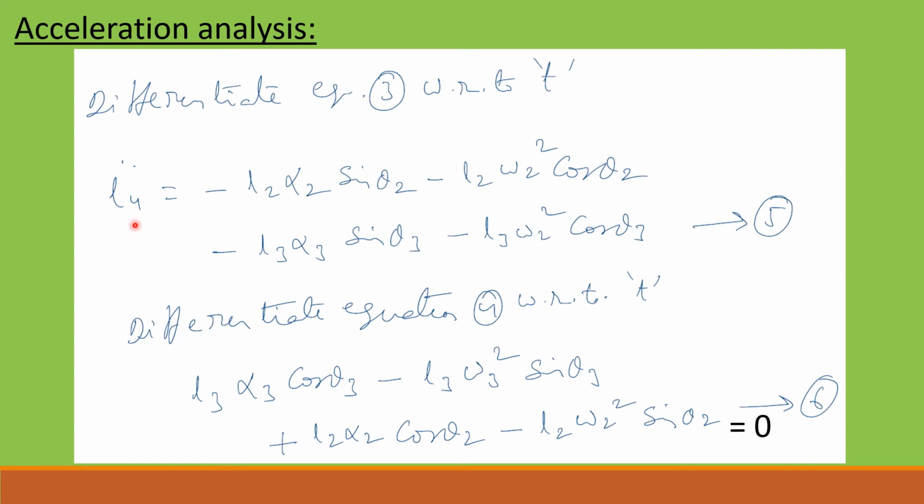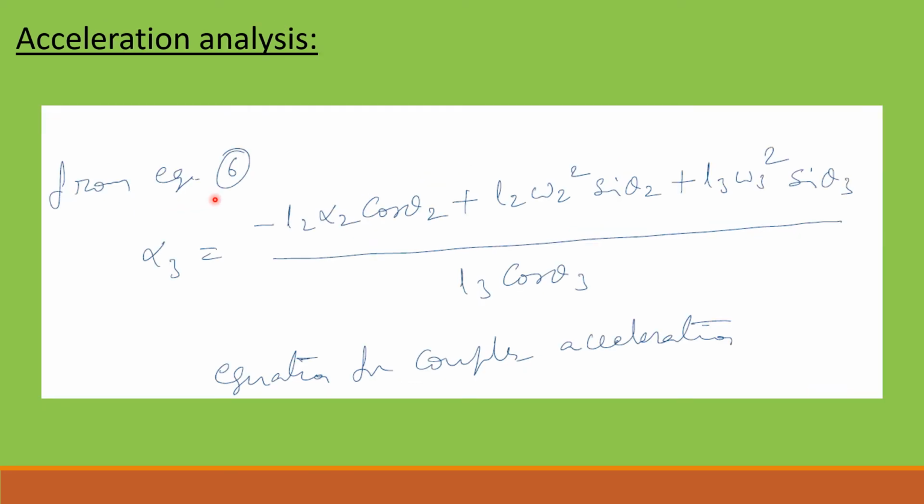So we get L4 double dot equal to minus L2 alpha 2 sin theta 2 minus L2 omega 2 square cos theta 2 minus L3 alpha 3 sin theta 3 minus L3 omega 3 square cos theta 3. So let us call that equation 5. Similarly, differentiate equation 4 with respect to time t. We get L3 alpha 3 cos theta 3 minus L3 omega 3 square sin theta 3 plus L2 alpha 2 cos theta 2 minus L2 omega 2 square sin theta 2 equal to 0. Let us call that equation 6.